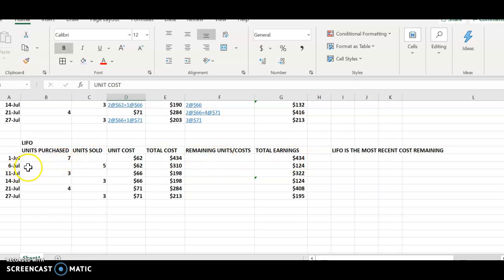On July 6th, we are told that we sold 5 units. And so we know that we used the most recent cost remaining, which was 62. We multiply that and that will give us a total cost of 310. And so again, we will have to subtract total earnings minus the total cost for the units that we sold. So that will give us 434 minus 310, 124.